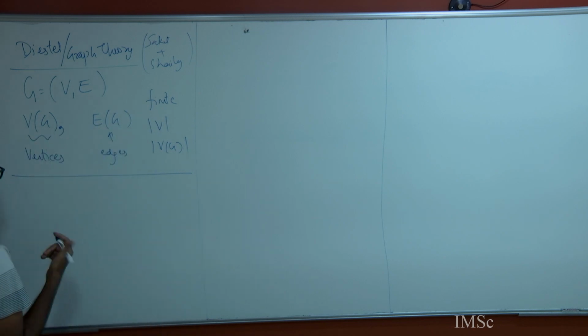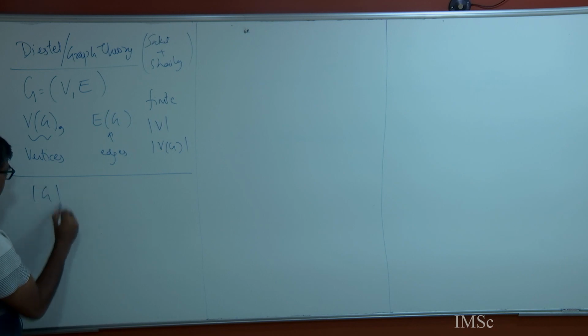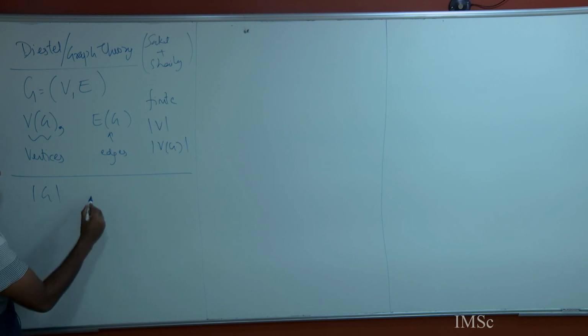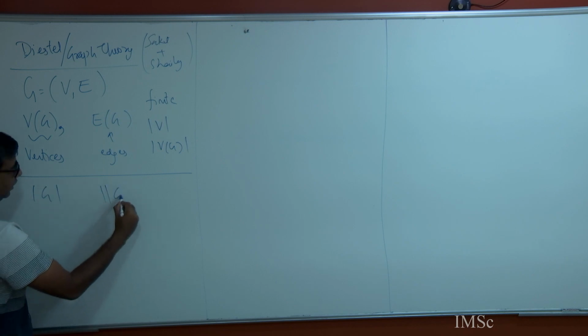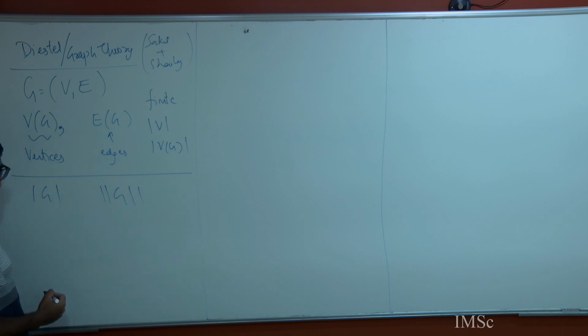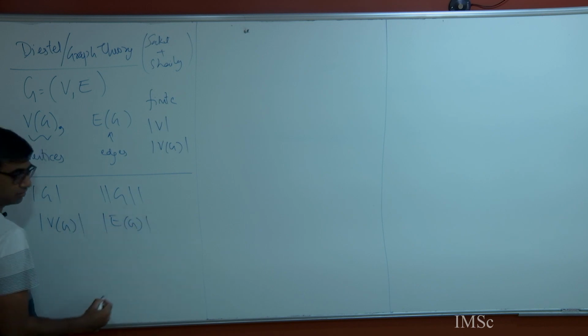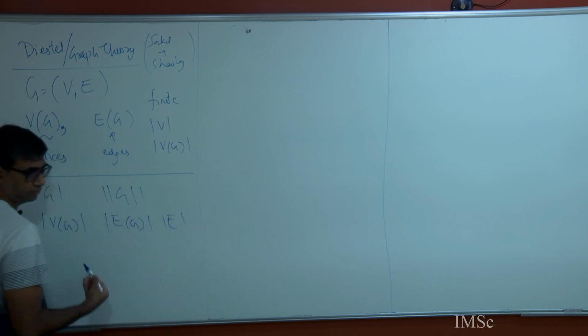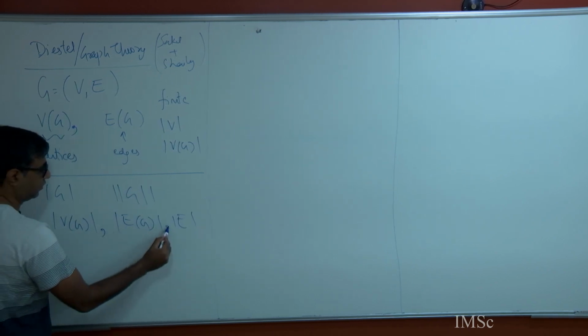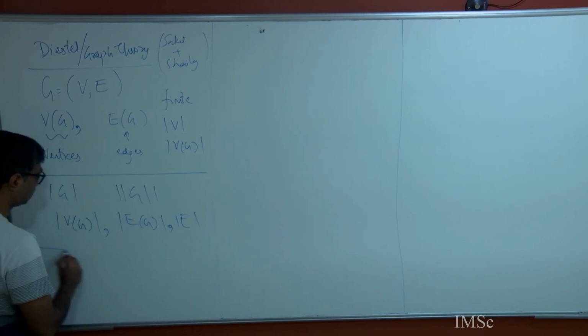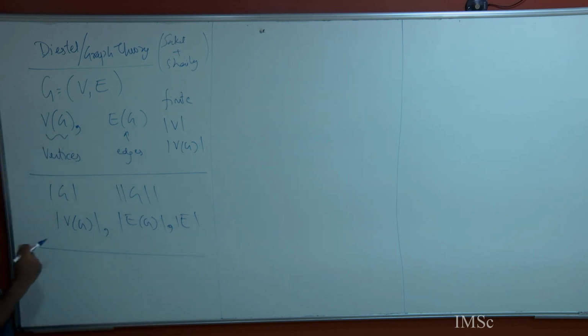So the book uses notation like this to denote the number of vertices, and this to denote the number of edges of G. Okay, but I might also be denoting it like this, which means exactly the same. Okay, just to get you there with what we are doing.